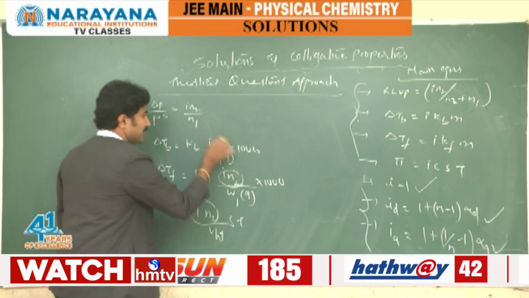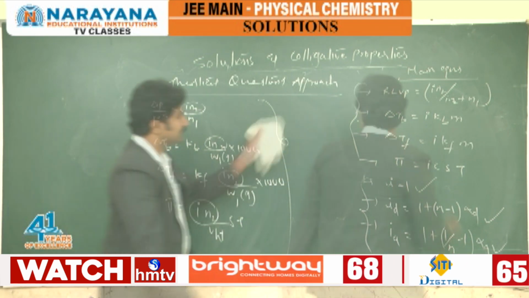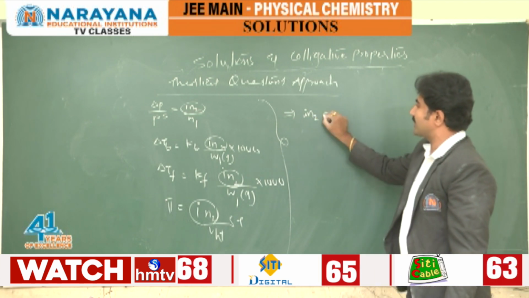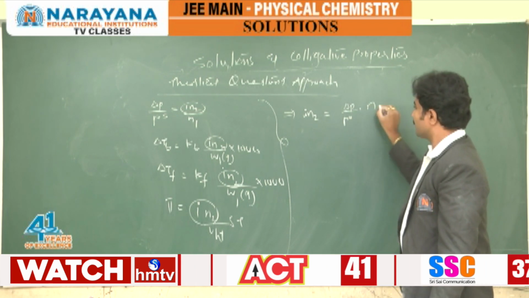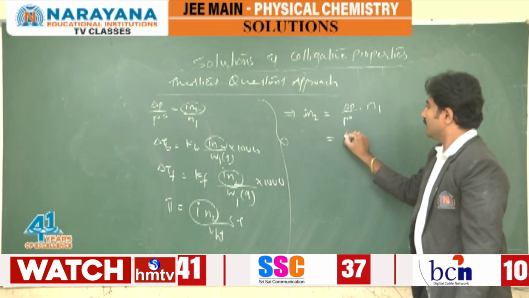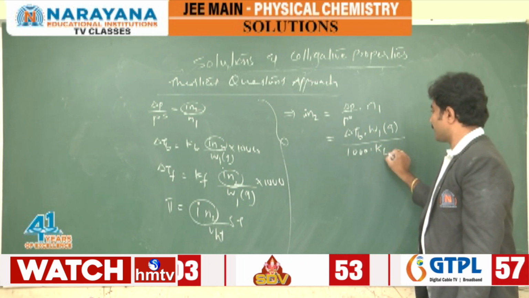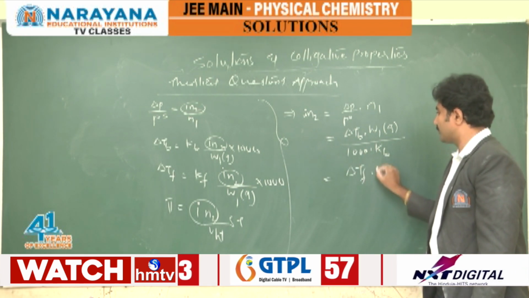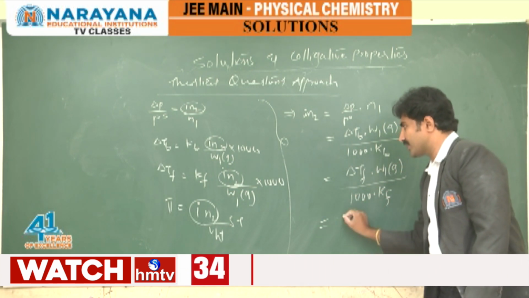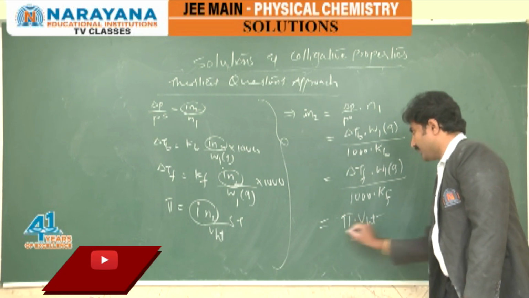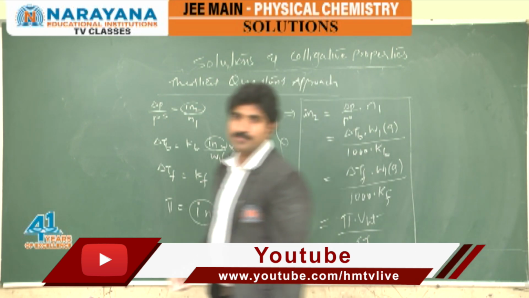From all these write iN2 mathematical expression. If you equate this iN2, you are getting interrelation. So from this, if you write iN2 mathematical expression, this is delta P by P naught into N1, that is also equal to, we can write, delta TB into W1 in grams by 1000 into KB, or this is delta TF into W1 in grams by 1000 into KF. This is also written as pi into V in liters by ST. This is iN2 mathematical expression from all 4 colligative properties.